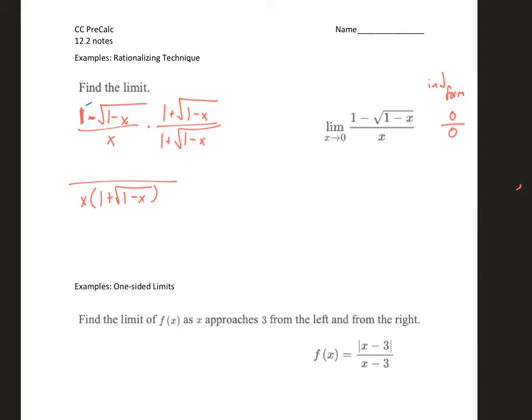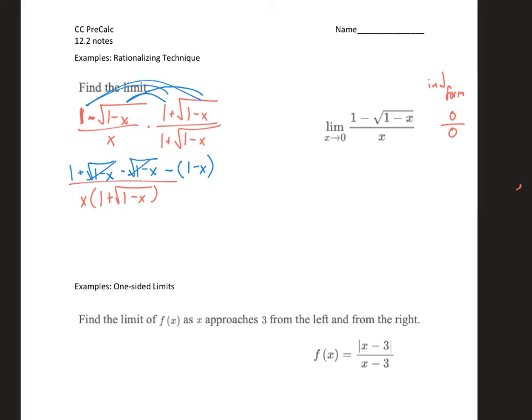So 1 times 1 is 1. 1 times square root of 1 minus x is just square root of 1 minus x. Negative square root of 1 minus x times 1 is negative square root of 1 minus x. Negative square root of 1 minus x times positive square root of 1 minus x is negative, parentheses, 1 minus x.